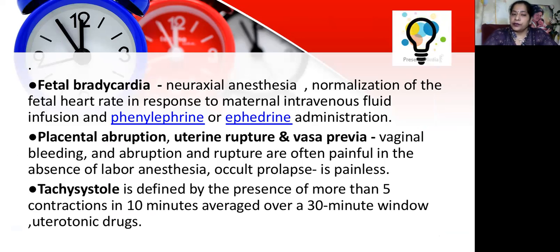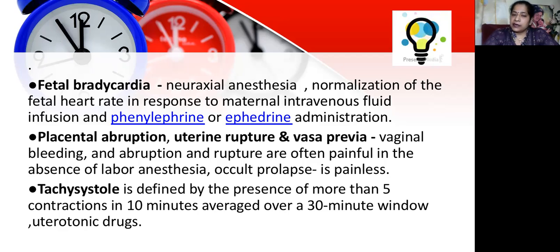If there is sudden maternal hypotension, there could be fetal bradycardia, and usually hypotension occurs following neuraxial anesthesia. So, if in response to maternal IV fluids or phenylephrine or ephedrine, they resolve and normalize, then it means fetal bradycardia was due to this reason.